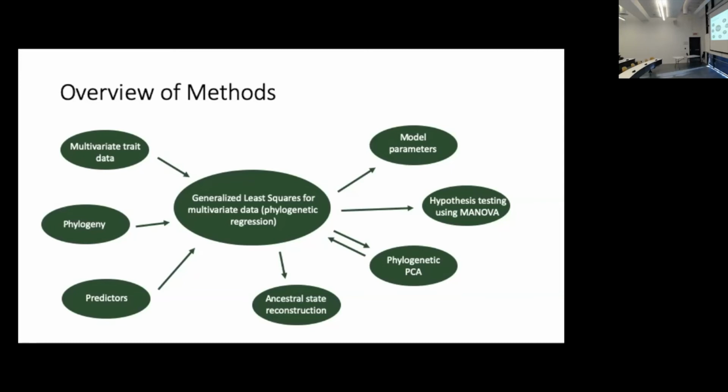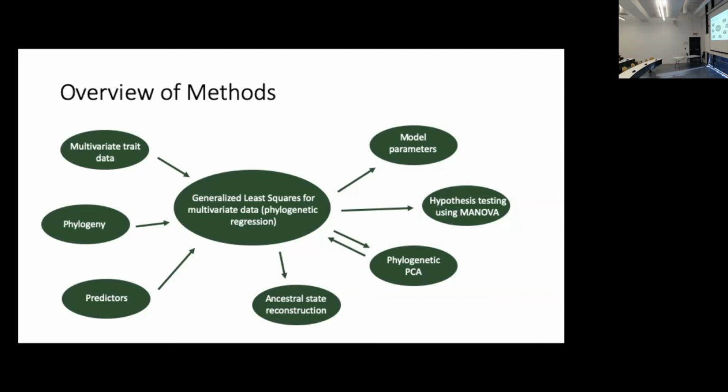And then we can get out a number of different things. So the first thing is model parameters. Like I mentioned, there could be different strengths of selection towards an optimum. There could be different rates of evolution. And that is the first kind of piece of output that we can get from these models. The second thing we can do is hypothesis testing using MANOVA, using the model fit for the data.